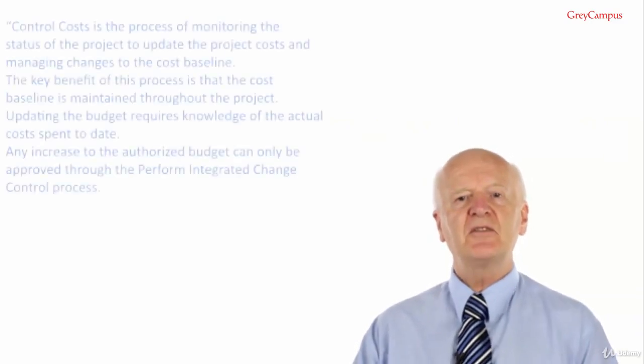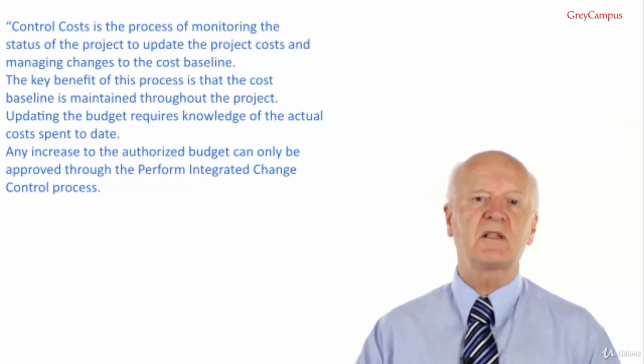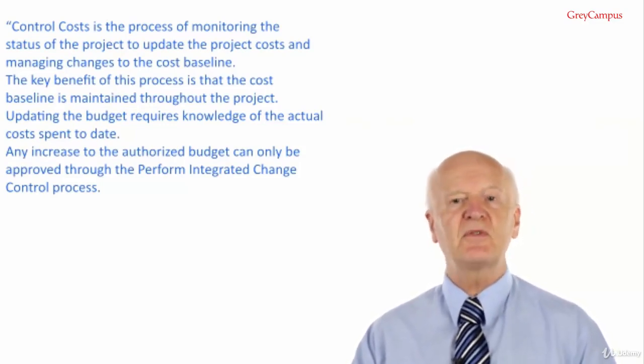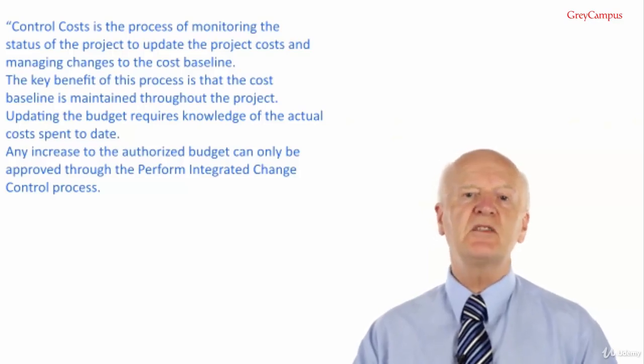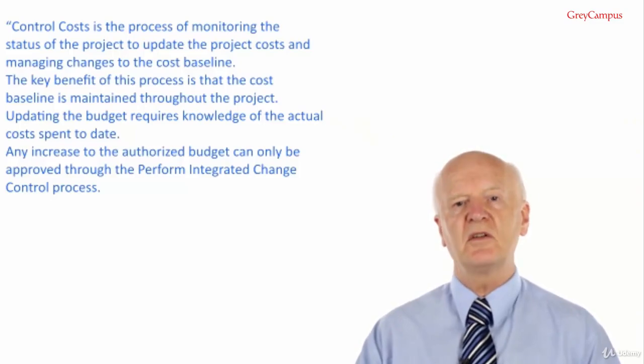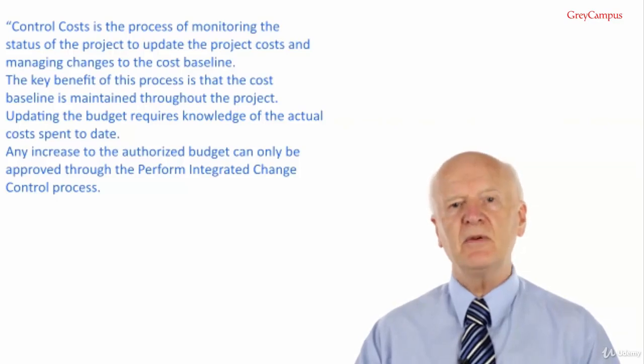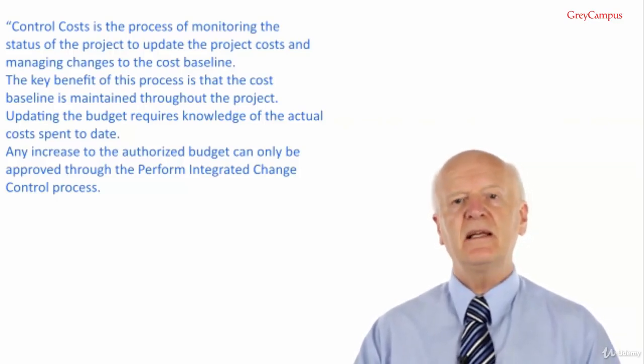Okay, so control costs, what's it all about? Control costs is a process of monitoring the status of the project to update the project costs and managing changes to the cost baseline. A key benefit of this process is that the cost baseline is maintained throughout the project. Updating the budget requires knowledge of the actual costs spent to date. Any increase to the authorised budget can only be approved through the Perform Integrated Change Control process.